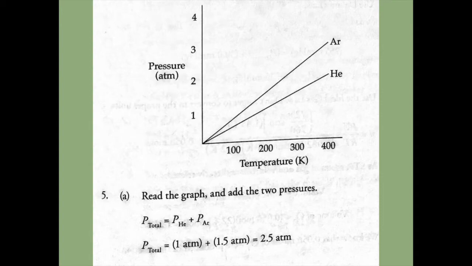In 5, it says the graph above shows the changes in pressure with changing temperature of gas samples of helium and argon confined in a closed 2-liter vessel. What is the total pressure of the two gases at 200 Kelvin? So you simply need to use this table and realize that your pressure of helium at 200 Kelvin is 1 atmosphere, while your pressure for argon is 1.5. So your total pressure is going to be 2.5 atmospheres.